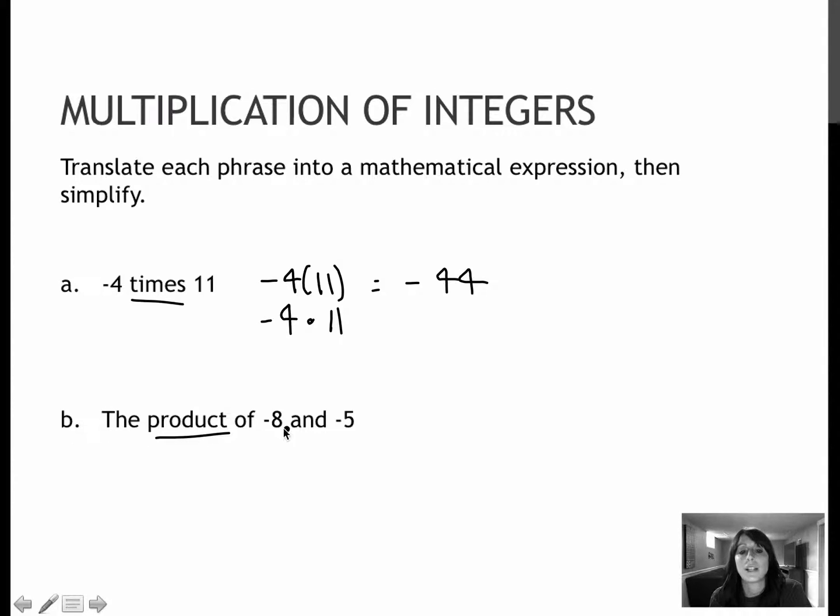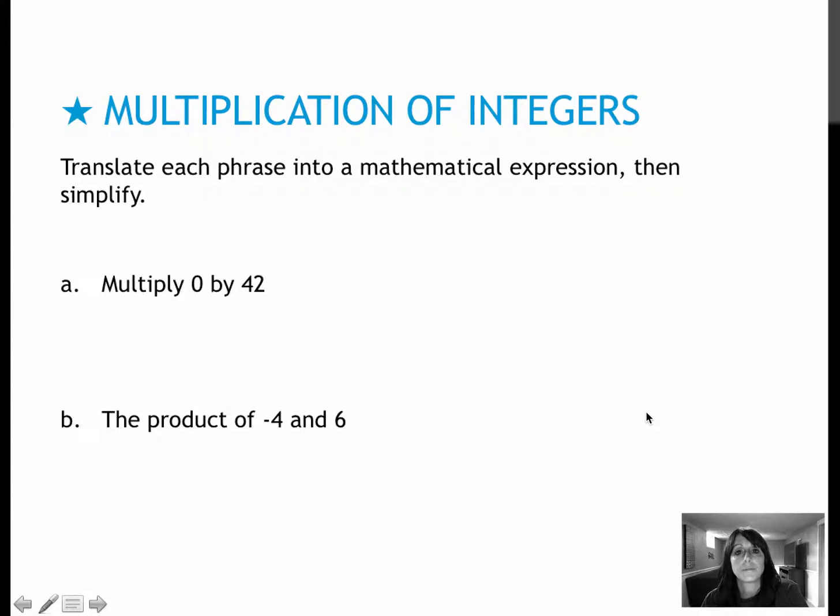For B, the product of -8 and -5 means -8 times -5. Again, you choose which multiplication sign you'll use. I'm just using the parentheses. Now I've got two negatives. Those come together to make a positive, so my solution is positive 40. Try these two on your own, then press play to see how you did.